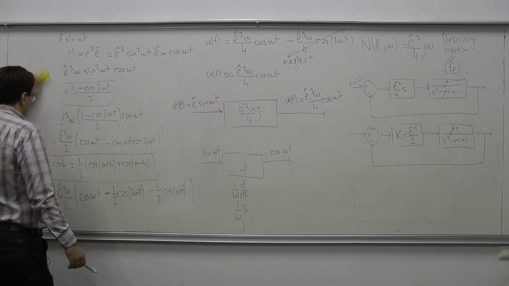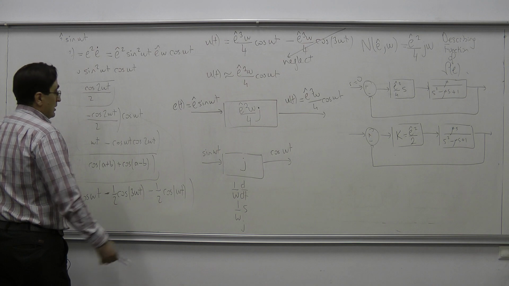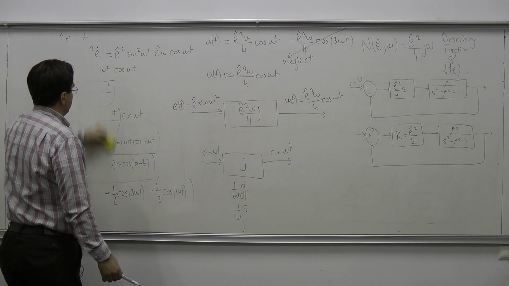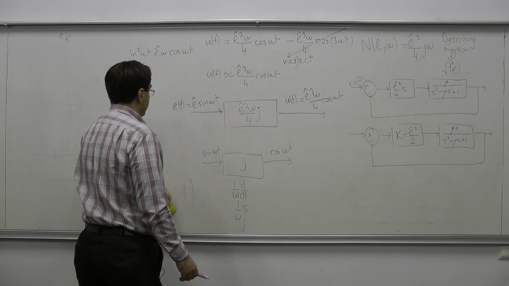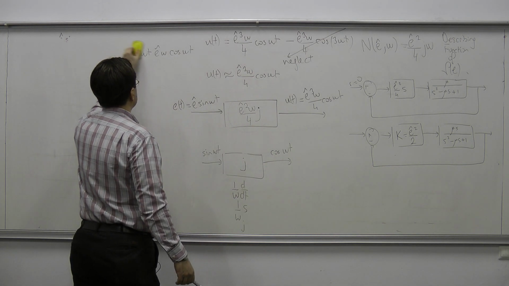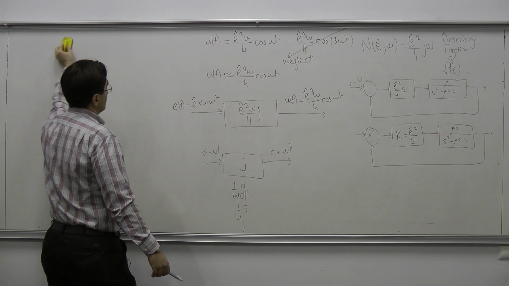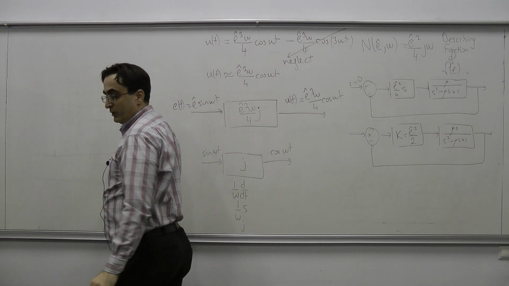So from this point on, what should we do? Now we have, you see, a linear system. Sometimes we can call this a quasi-linear system because parameters would depend on the amplitude and the frequency of the oscillations that we are searching for, okay?